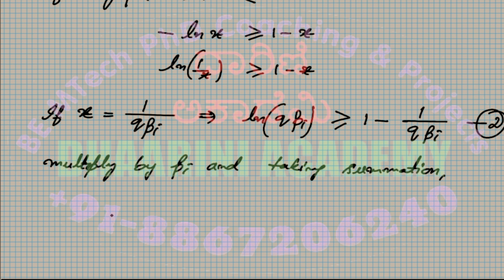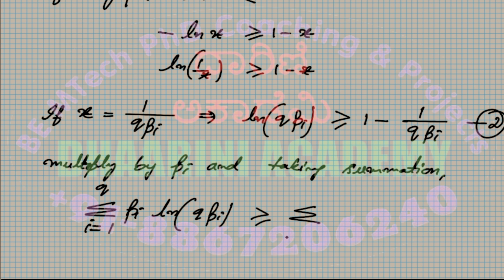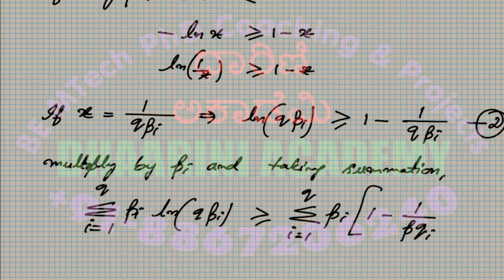Right, I'll get the summation, that is i equal to 1 to q, of pi into ln of q times pi. This should be greater than or equal to, right, the summation i equal to 1 to q, we have pi multiplied by 1 minus 1 divided by p times, is it right? Oh no, it's q times pi, my mistake. Q times pi. Are you okay with this so far?